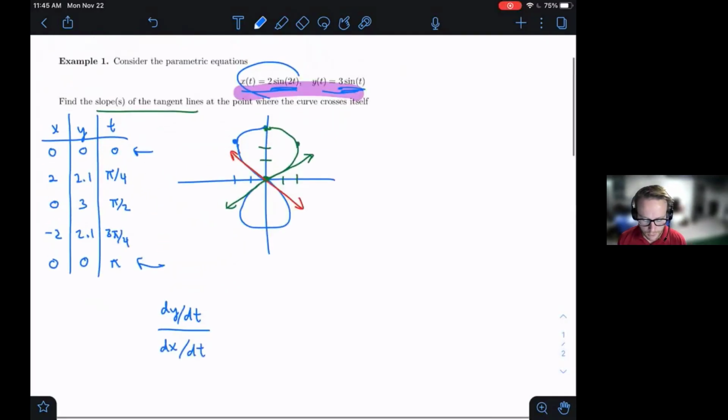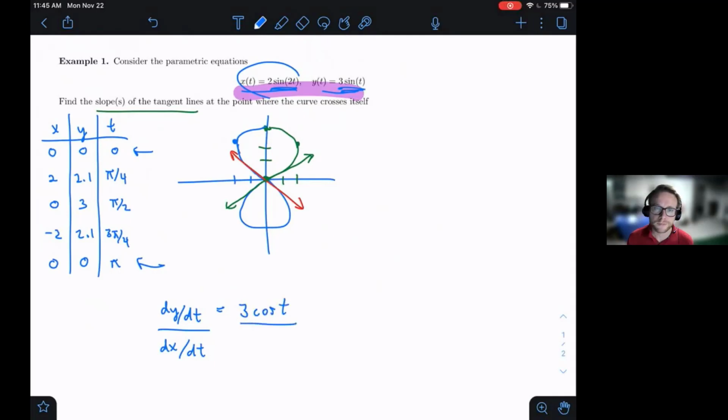And so let's go back up to our equations here. The derivative of y with respect to time, well, the derivative of sine is going to be cosine. So we're going to have 3 cosine of t. And the derivative of x with respect to t, well, again, the derivative of sine is cosine, but we do have a little bit of a chain rule going on here. So I need to take the derivative of the inside. The derivative of 2t is going to be 2. So if you'd like to, you can combine these like terms here. 2 and 2 are going to make 4.